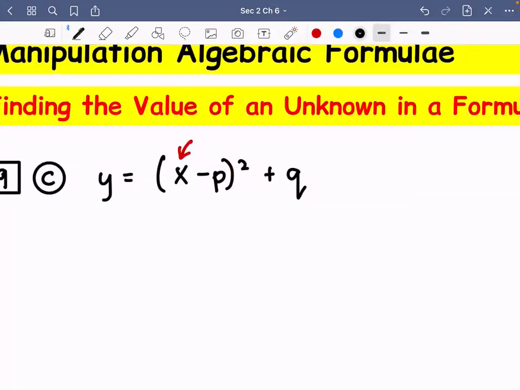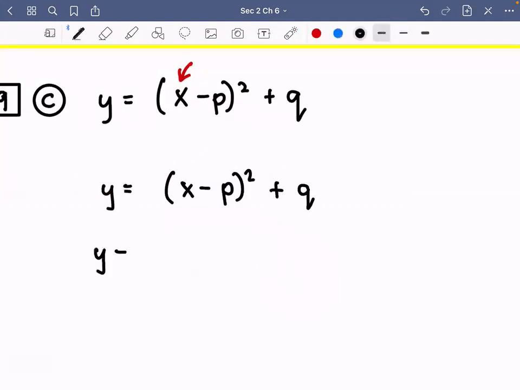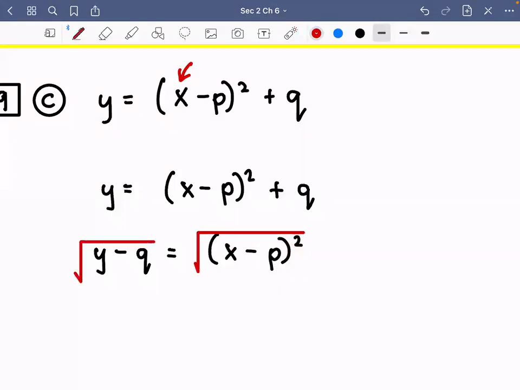So that's y is equal to (x minus p) squared plus q. I'm going to transpose q first to the left side. That gives me y minus q equals (x minus p) squared. Now, how do I get rid of this? I cannot just transpose x or remove p to this side without removing the square. So to remove this square, I'm going to extract the root of this, and I'll also do it to the other side.